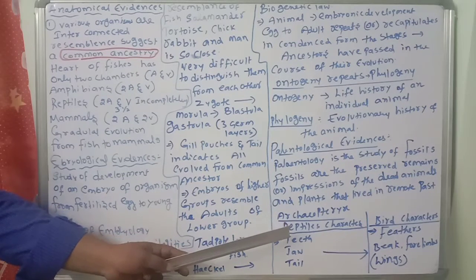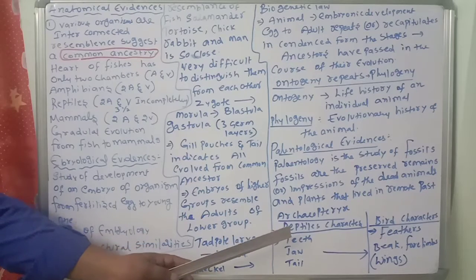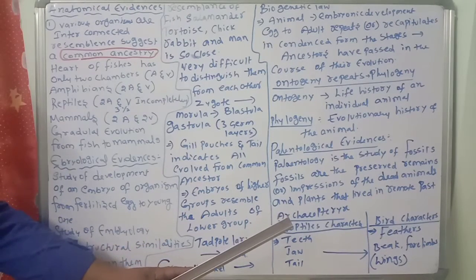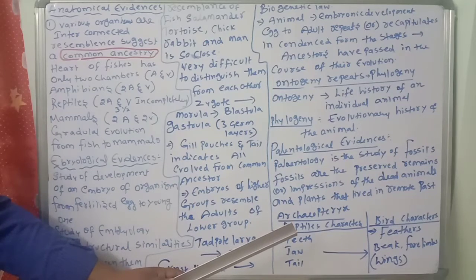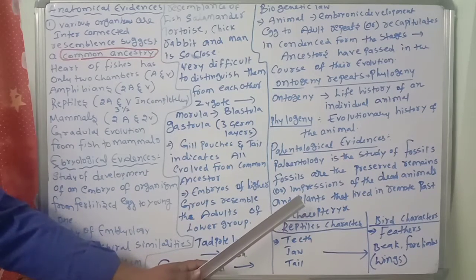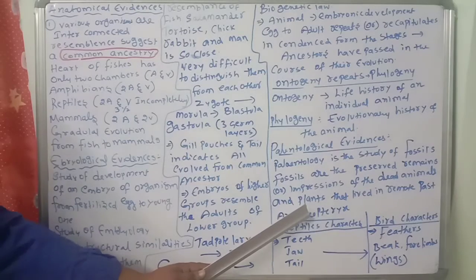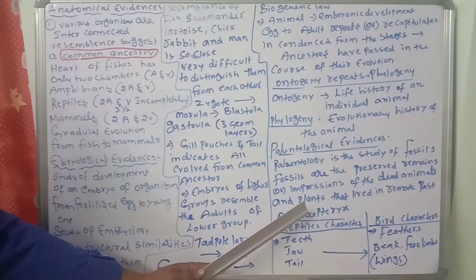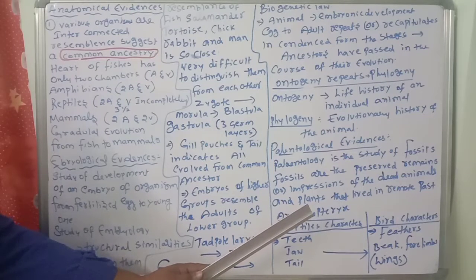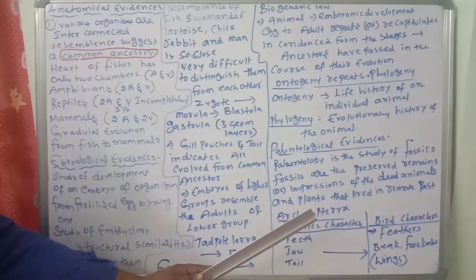For instance, if a dead insect gets caught in the mud, it will not decompose quickly. The mud will eventually harden and retain the impression of the body parts of the insect. So the impression will be there in the mud. This is a very important point. That impression is also called a fossil.